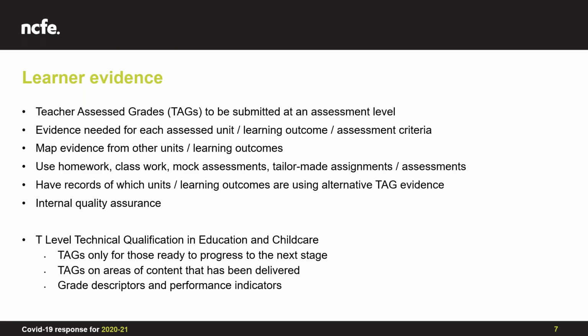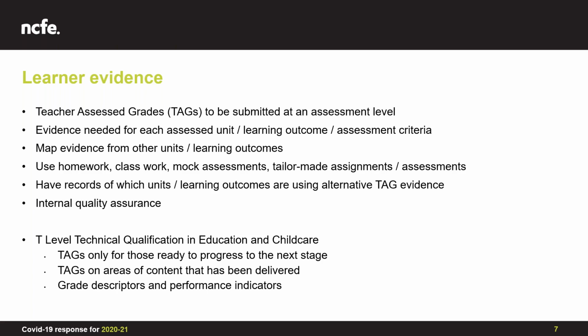There will need to be evidence for each of the learning outcomes or assessment criteria, and in some cases, you may be able to map some of the learner's evidence from other units and/or learning outcomes. Learners may already have suitable evidence for the assessments from homeworks or classworks that they managed to complete. You could use past exam papers or even devise your own assessment by combining multiple learning outcomes together to address the gaps in the learner evidence.